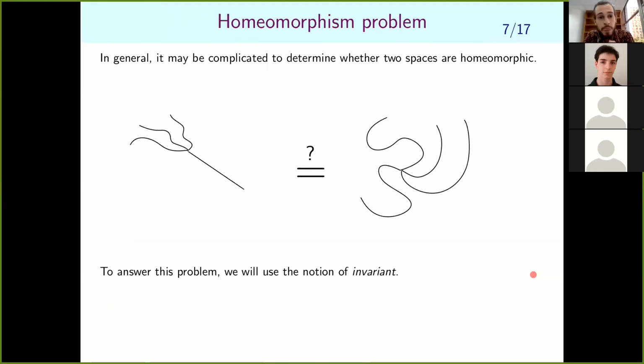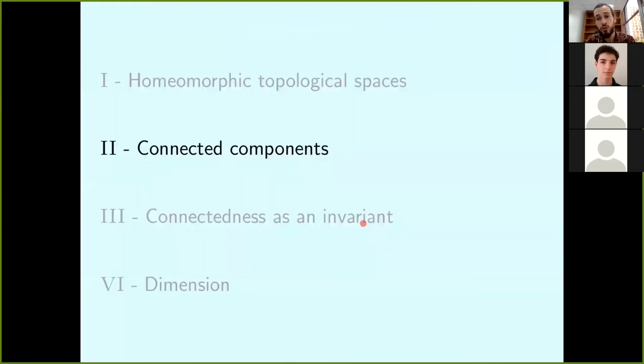Though, as I said, this is a tricky question. If I give you two topological spaces, can you tell me if they are in the same homeomorphism class? For instance, these two ones, they are crosses. But in general, this is difficult. And mathematicians invented something really nice that is called an invariant. Today, I will give you two examples of invariants: connected components, and dimension.